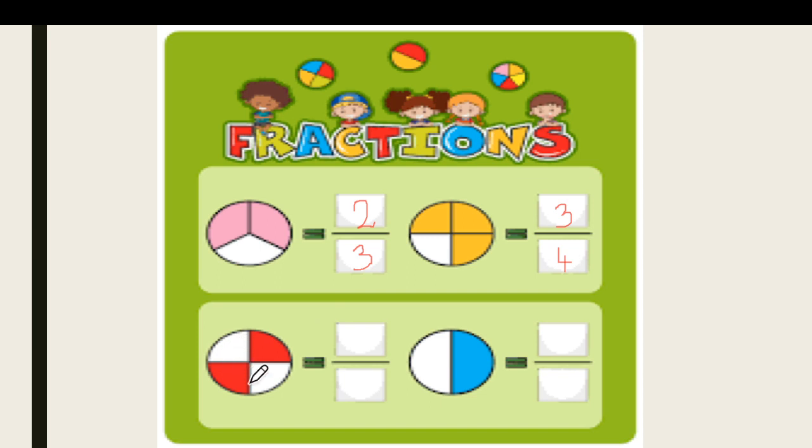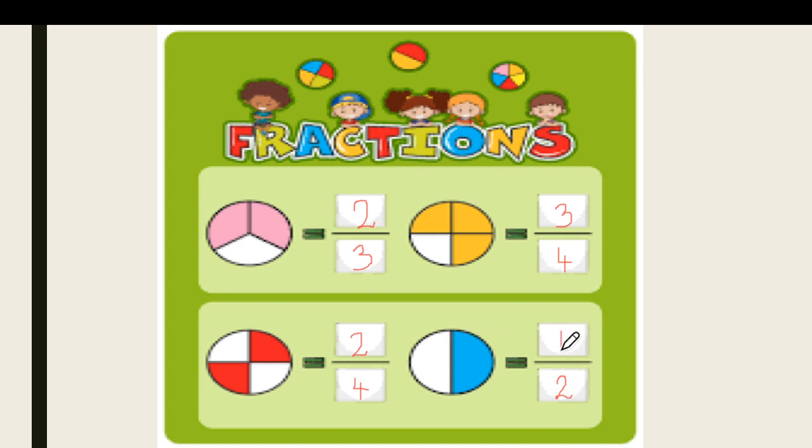How many equal parts do we have here? 4 equal parts. How many are shaded? 1, 2. 2 shaded parts out of 4. We read this fraction 2/4. And last one, how many equal parts do we have? 2 equal parts. And how many are shaded?